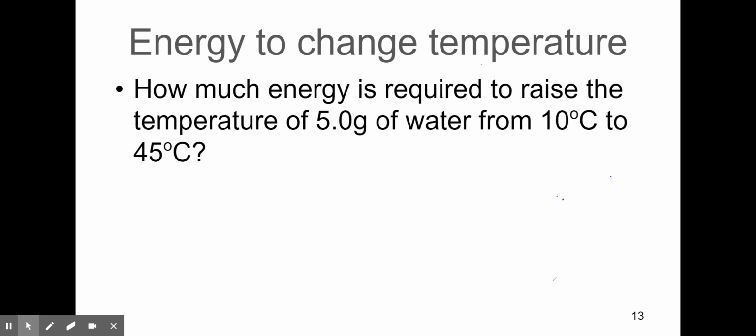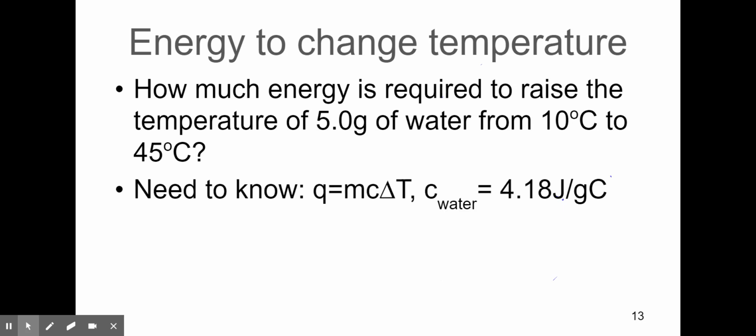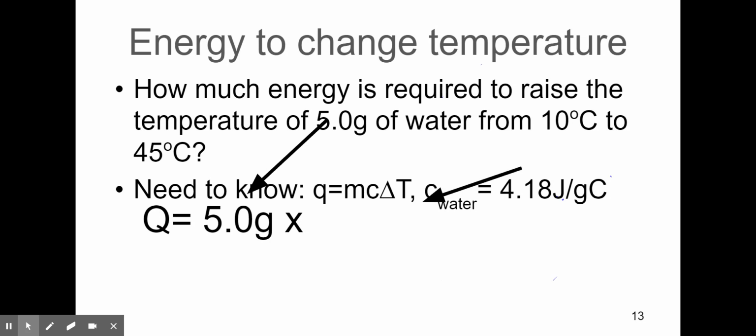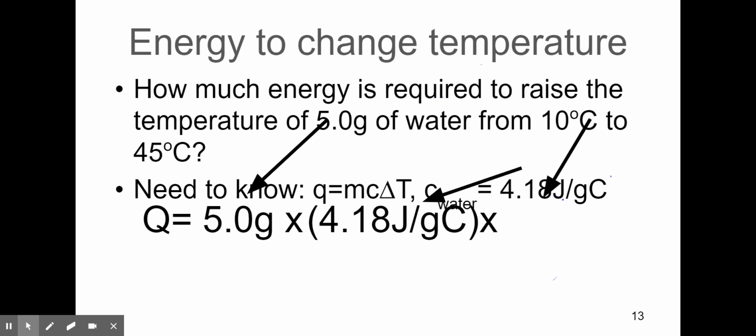So if we have a question like this, how much energy is required to raise the temperature of 5 grams of water from 10 degrees Celsius to 45 degrees Celsius? What do we need to know? We need to know Q equals mcΔT, because we're changing the temperature. So C is 4.18 joules per gram degree Celsius. So Q equals m. My m is my 5 grams, put it there. C is my 4.18 joules per gram degree Celsius, put it there. And my change in temperature, I'm going from 10 degrees Celsius to 45 degrees Celsius, so 35 degrees Celsius.